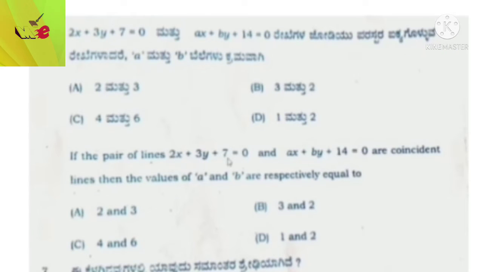Sixth one: if the pair of lines 2x plus 3y plus 7 equal to 0 and ax plus by plus 14 equal to 0 are coincident lines, then the values of a and b respectively are. See, the constant is 7 and here 14, that is double, so it is 2 times the first equation. So here 2 means a is double, 4, and y is 3, so b is double 3, 6. So the answer is 4 and 6.